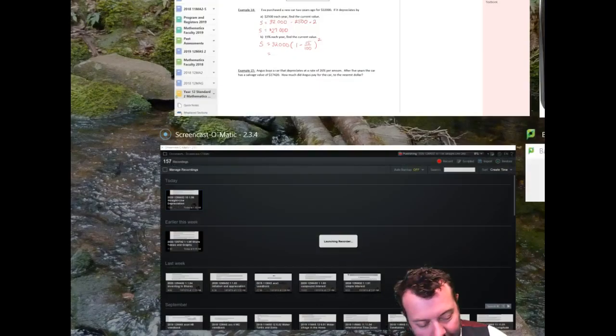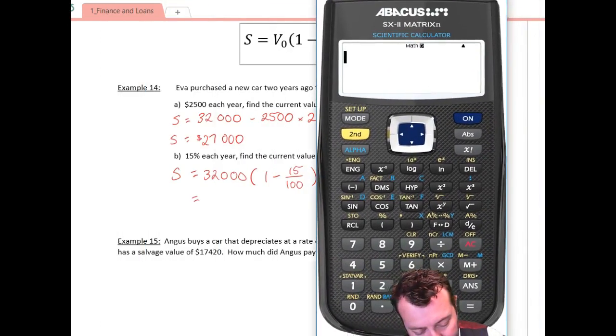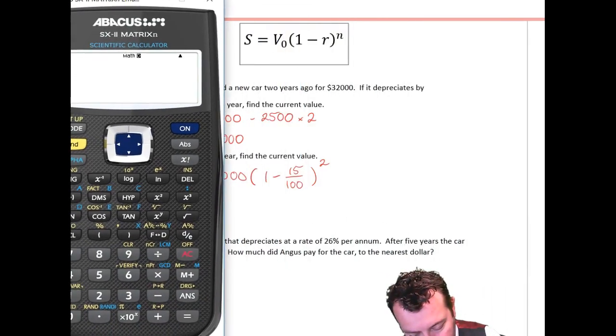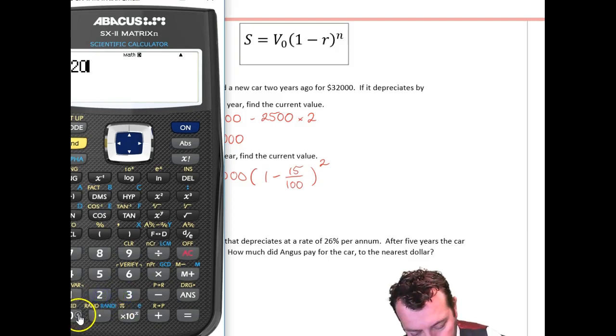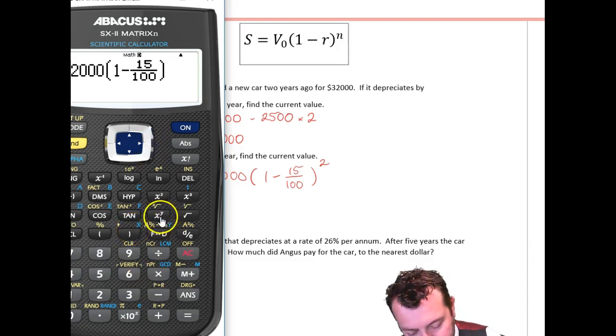Now I need to pull out the calculator because I don't want to do that one in my head. Here we go. Drag my calculator over the side so we can see what's going on here. And I have 32,000 outside of 1 minus 15 over 100, to the power of 2.